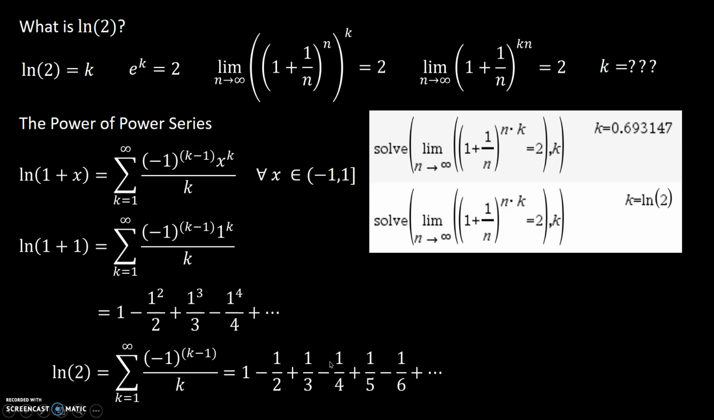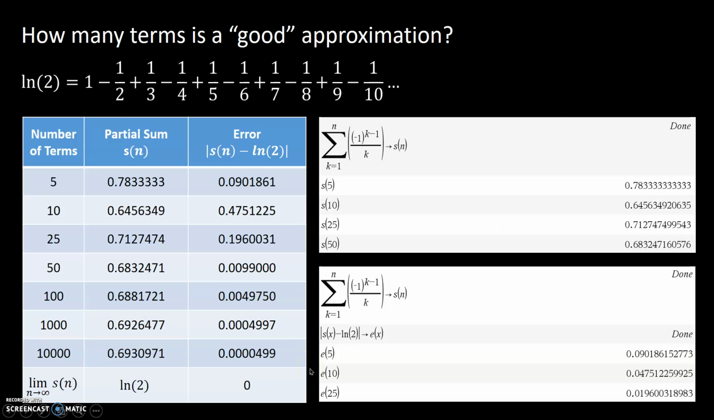And so now we have a series for natural log 2. We do, of course, have a question of, is it a good approximation for natural log 2? Meaning, if we were to take maybe the first 10 terms, would this be a very good decimal approximation for natural log 2? And so I have a chart and some calculator output.